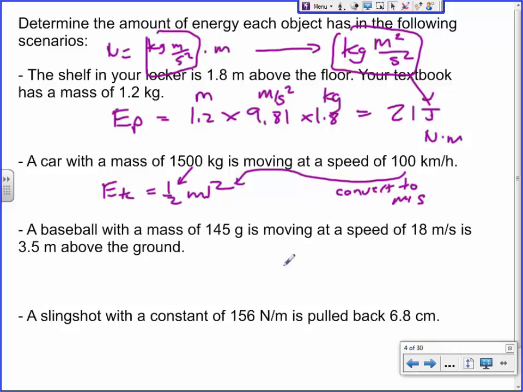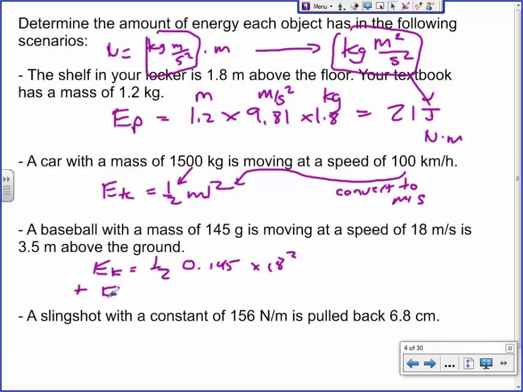Okay. What about this one here? This is a baseball with a mass of 145 grams moving at a speed above the ground. What's different about this example? What am I trying to show you here? Yes, two forms of energy. Okay. So once in a while we'll have to make sure we add them together. So you have to do your kinetic energy, which will be 1/2 of 0.145 times 18 squared. Guys catch how I converted from grams to kilograms?